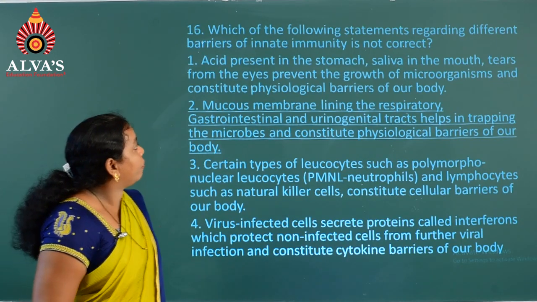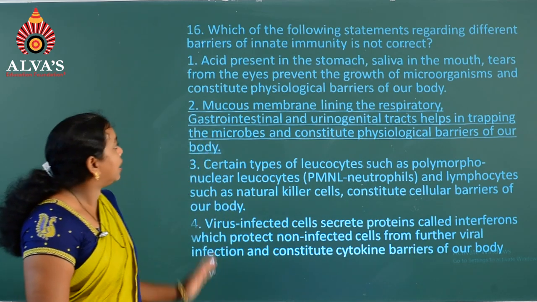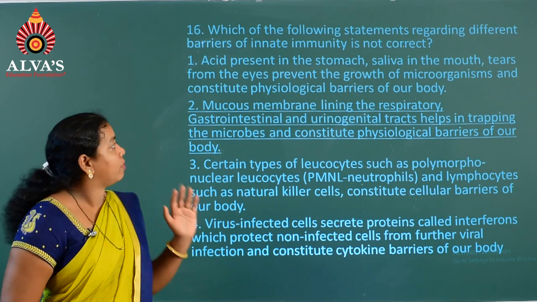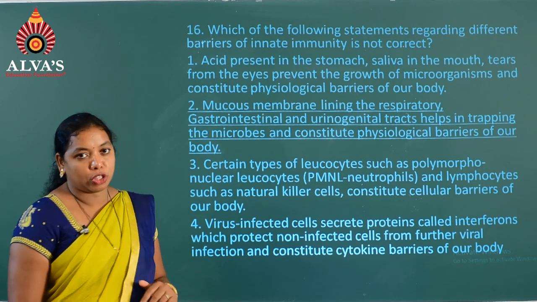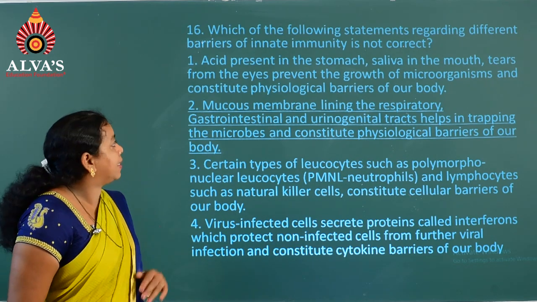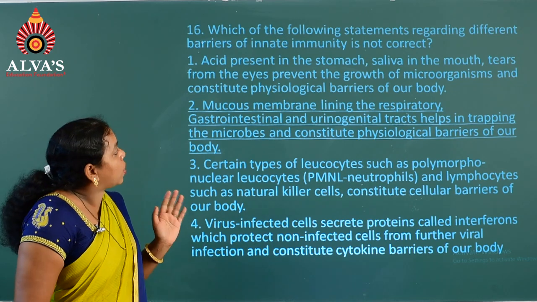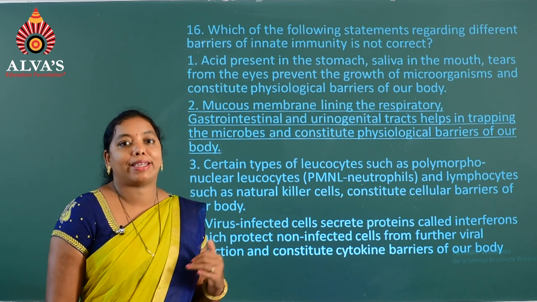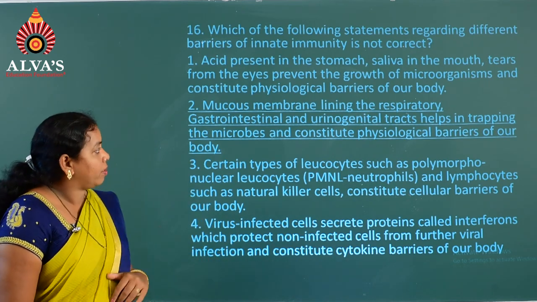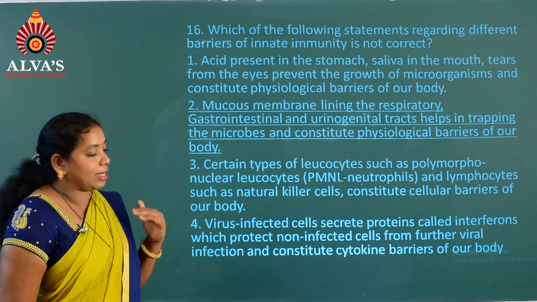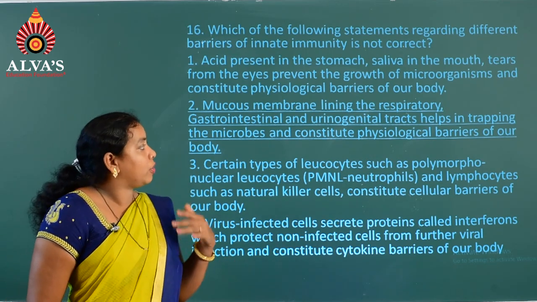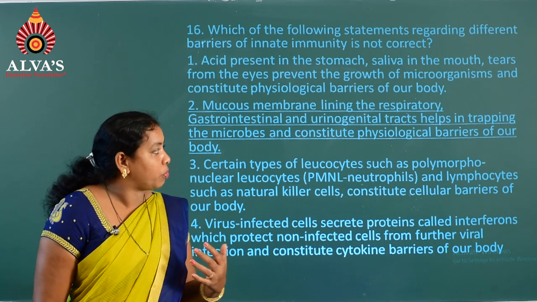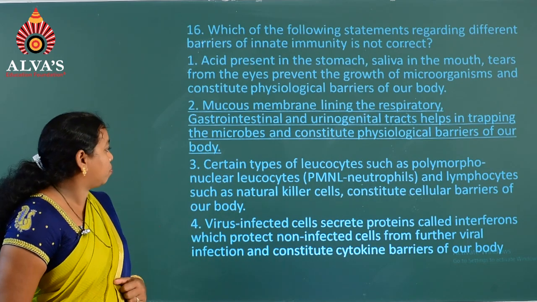Question number 16. Which of the following statements regarding the different barriers of innate immunity is not correct? The first option: acid present in the stomach, saliva in the mouth, and tears from the eye prevent the growth of microorganisms and constitute the physiological barriers of our body. The second: mucous membrane lining the respiratory, GI and urinogenital tracts helps in trapping the microbes and constitutes the physiological barriers of our body.